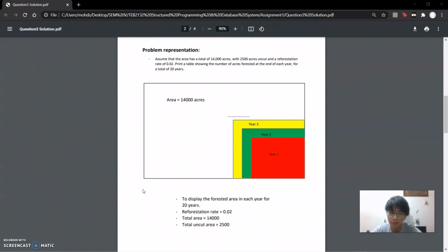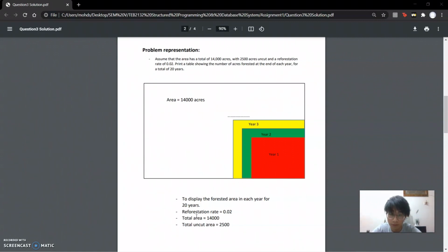I will be presenting question 3, and this is basically how the problem was. So the question asks us to display the forested area in each year for 20 years, and that basically means that we need to display each year, not just after 20 years. It means that we need to display how many forested area is in the first year, and how many forested area in the second year, how many forested area in the third year in a table.